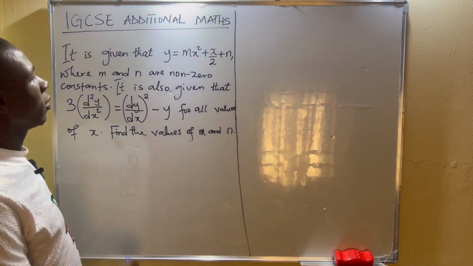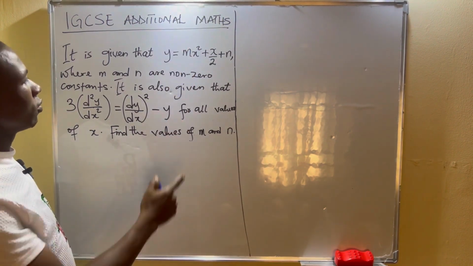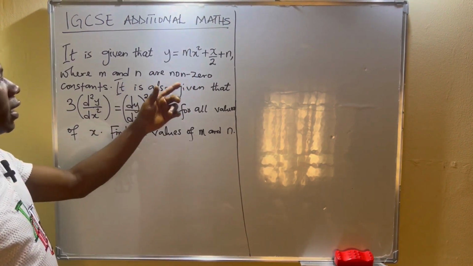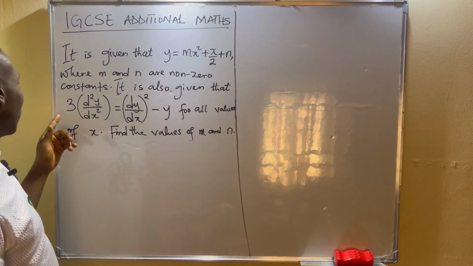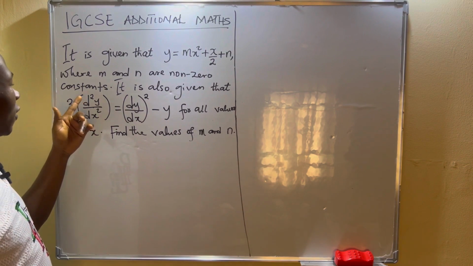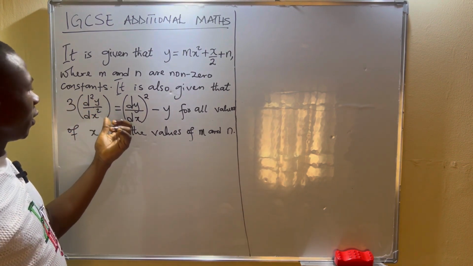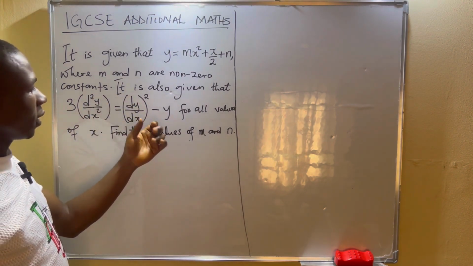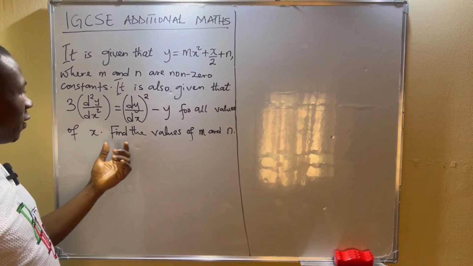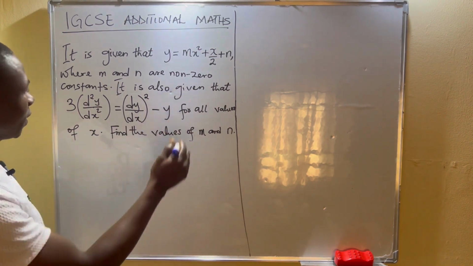It is given that y is equal to mx squared plus x over 2 plus n, where m and n are non-zero constants. It is also given that 3 times the second derivative d squared y over dx squared is equal to (dy/dx) squared minus y for all values of x. Find the values of m and n. Okay, let's go.